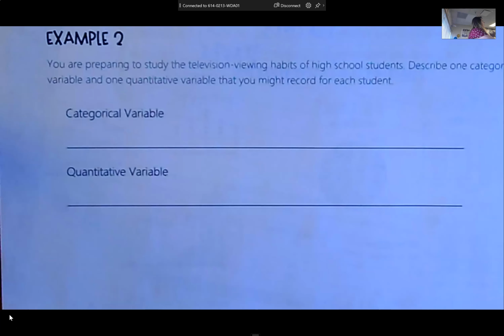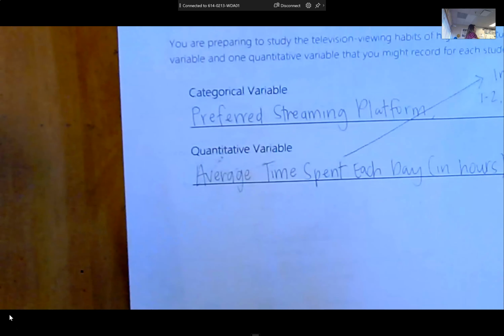Okay, so mine are preferred streaming platform for my categorical. So do you use Hulu? Do you use Netflix, YouTube, Apple, Disney Plus, whatever all the options are, Fire Stick, Amazon Prime, there's a lot nowadays. 2, average time spent each day in hours. So notice I'm not asking the time spent each day, because very rarely do we spend the same amount of time every single day. Like maybe one day it's 3, and then the next day it's 5, and then the next day it's 4, and you would average them all up and give me one number.